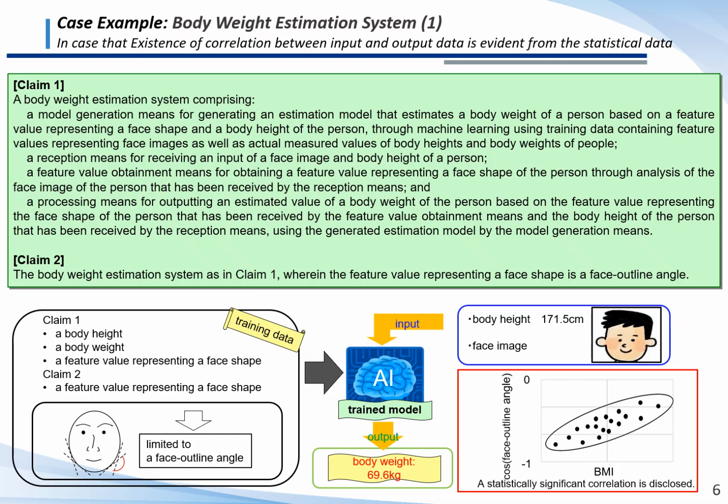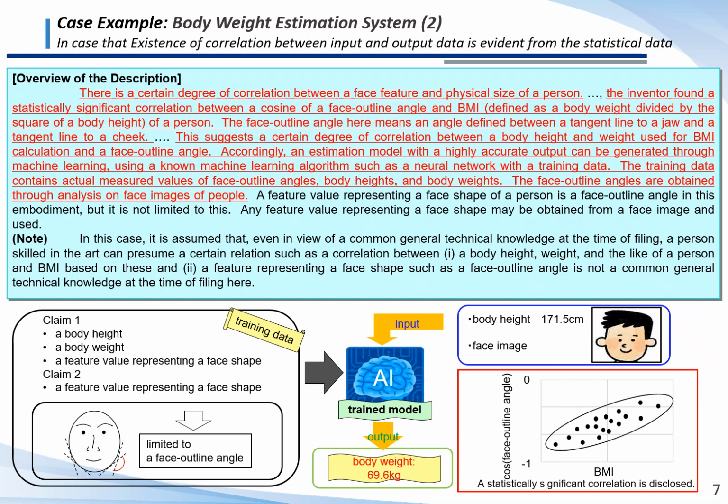The system has a means for generating an estimation model that estimates the body weight of a person based on such value-related data through machine learning. Moreover, it has a means for receiving input of a face image and the body height of a person, as well as a means for obtaining a feature value representing the face shape of the person through analysis of the received face image. Furthermore, it has a processing means to output an estimated value of body weight based on the input data. And Claim 2 defines that the feature value representing a face shape is a face outline angle.